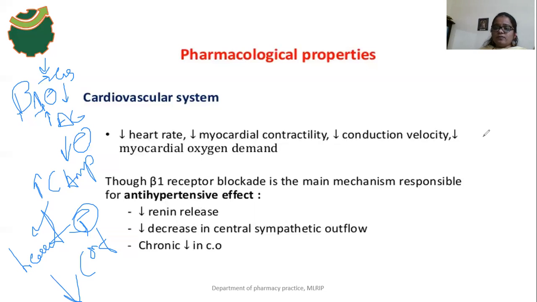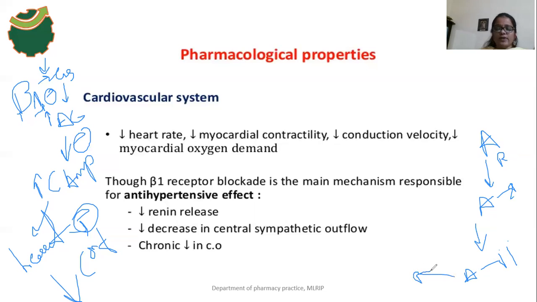Okay, so first, what is the function of renin? Angiotensinogen is converted to angiotensin 1 with the help of renin. So with the help of renin, angiotensinogen is converted to angiotensin 1. Then this angiotensin 1 is converted to angiotensin 2.